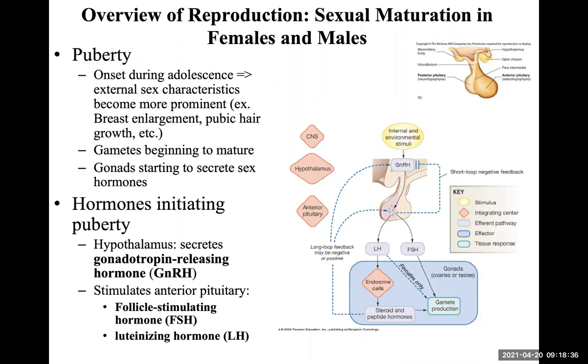So the word puberty is used to describe the onset of adolescence, right? At puberty, we get this change in hormone profiles in genetic males and genetic females that is different from what we saw in childhood. So once puberty begins and these hormone profiles come into effect, this is when we get the maturation and the production of viable gametes.